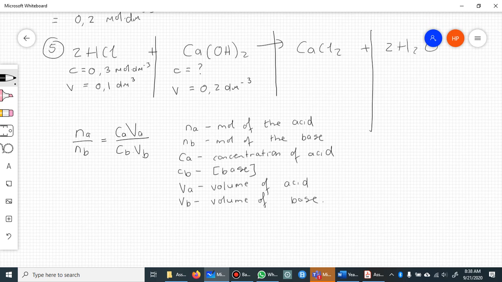Okay, now, like I said, some of you might prefer this, some of you might prefer the old way of doing it. So you can now literally go, and instead of doing like this, and then mole ratio, and then this, you can sub it all into this one formula. Okay, so let's start here. So the concentration of the acid, I do have, it's 0.3. The volume of the acid is 0.1. The concentration of the base is what I'm looking for, and the volume of the base is 0.2.